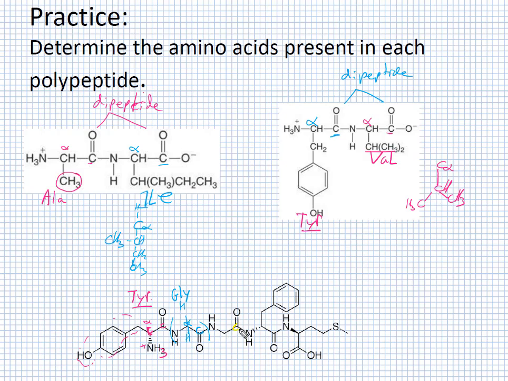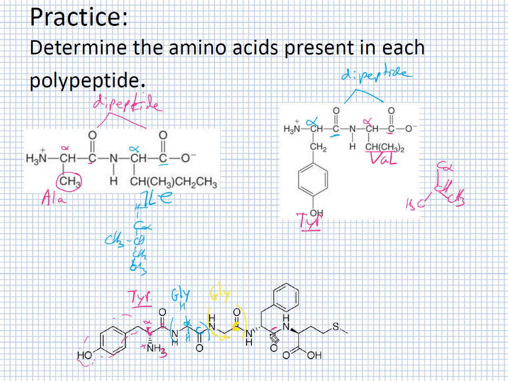Right, here's its carbonyl. Here's its alpha carbon. Again, you don't see a side chain. Here is the amine. So this one is also glycine. So we have glycine, glycine, tyrosine, glycine, glycine. This funky thing, what is going on here?